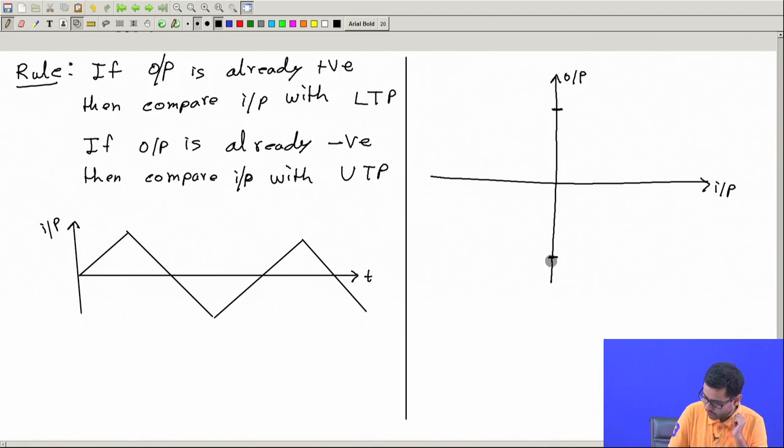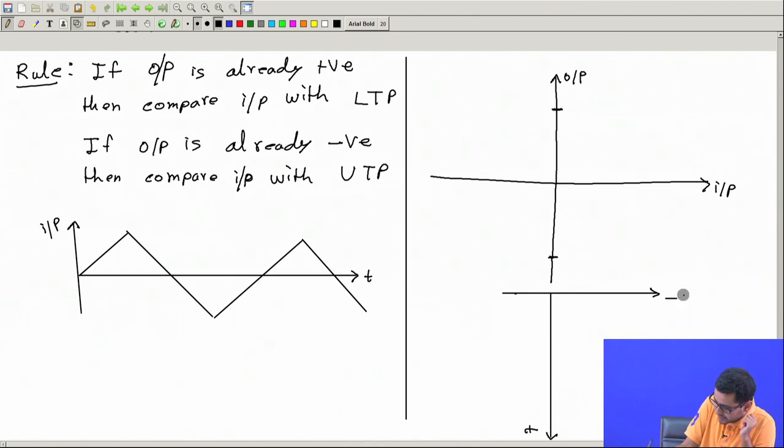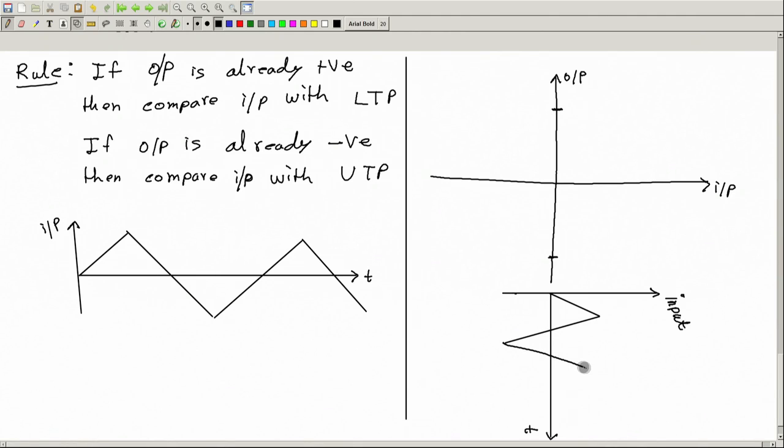So let me also draw this by rotating this curve. Let me draw time here. So this is t, time, and on this axis I will draw the input. Okay, so it's turned. So it's now changing like this, increasing, decreasing, increasing, and so on. Now how will the output change?